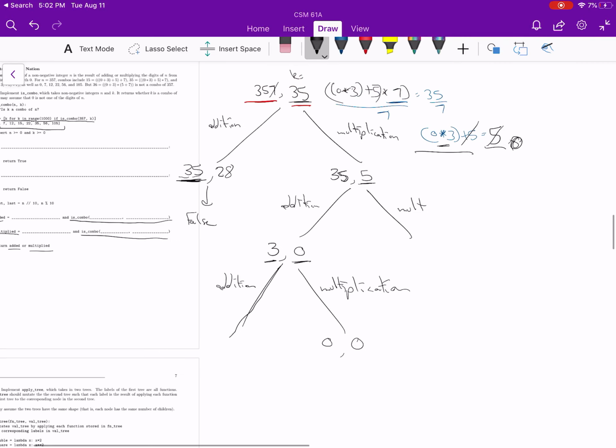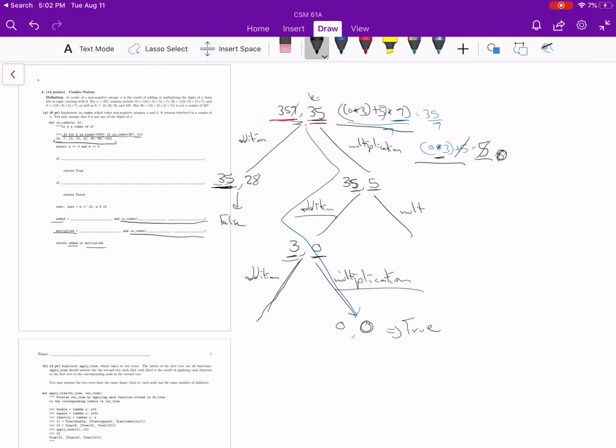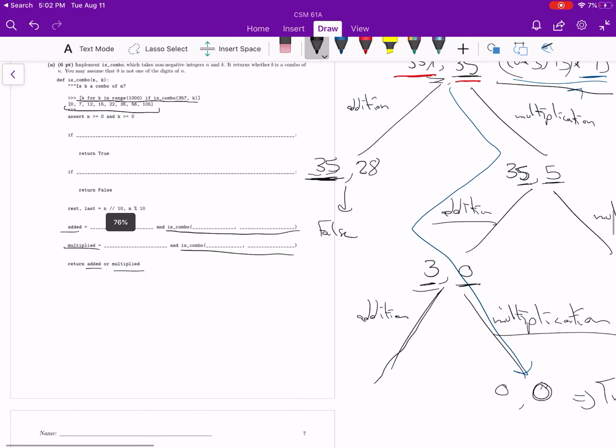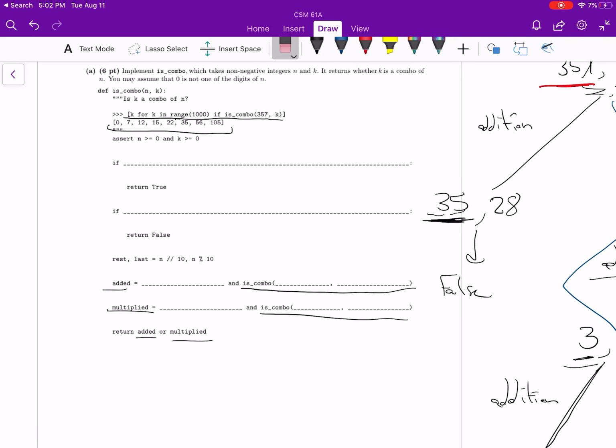In this case, we've traced this valid sequence of operations where we take 0, we multiply it by 3, we add 5 to it, and then we multiply by 7. That's exactly what our path is. And in this case, we want to return true, since it is possible. And we can figure out what gives that away. But since we've sort of figured out what the recursive cases are, let's fill them out.